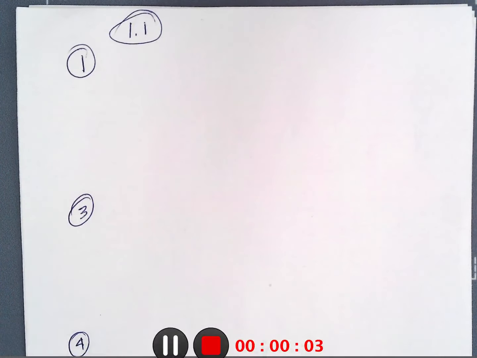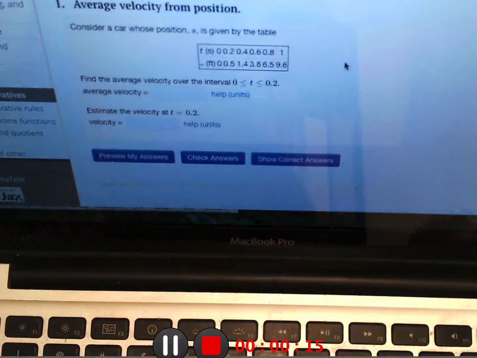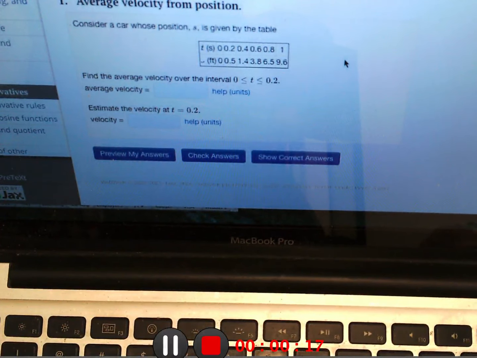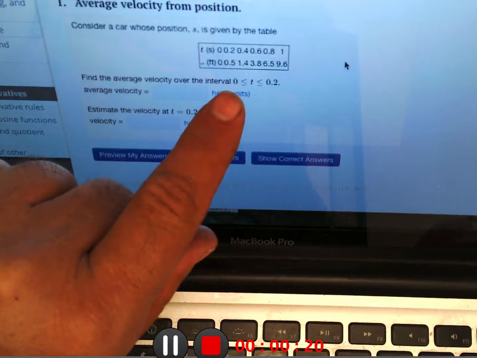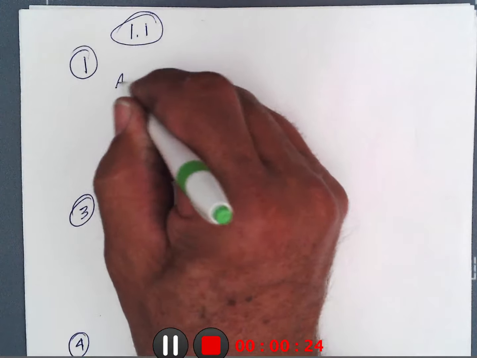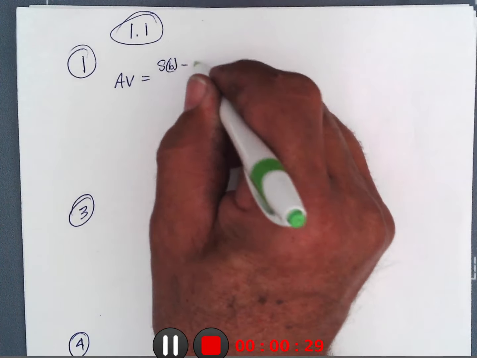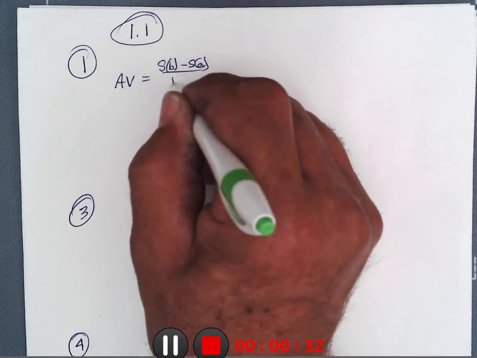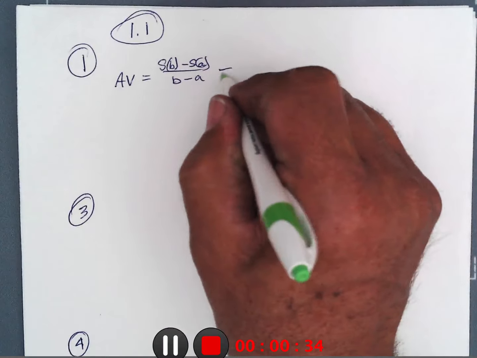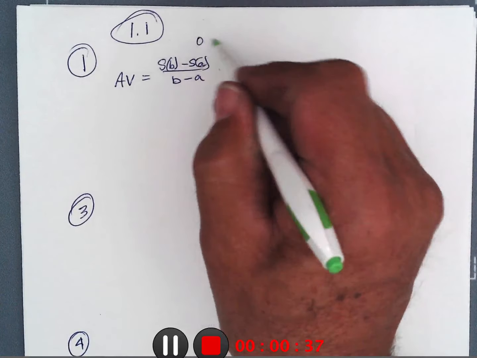The problems that had question marks on them were like number one, which let's take a look at. That's number one. I presume you have the book for that. And it said find the average velocity from 0 to 0.2. So average velocity is s of b minus s of a over b minus a. And they wanted from 0 to 0.2.